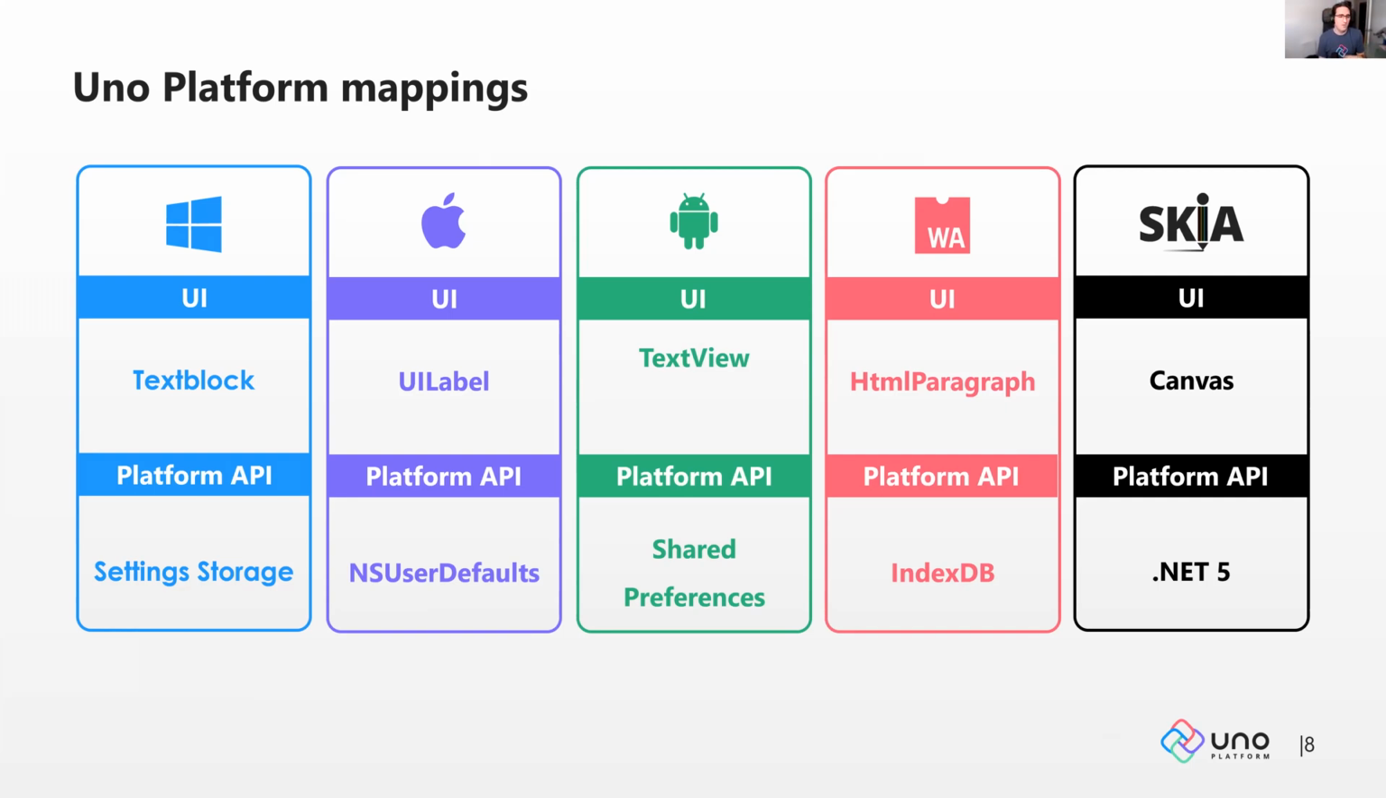So when you write a text block on Uno, that text block is going to be translated over to UI label on iOS, to text view on Android, to an HTML paragraph, so the P element that you write in a standard web page, and down to a canvas when talking about Skia.